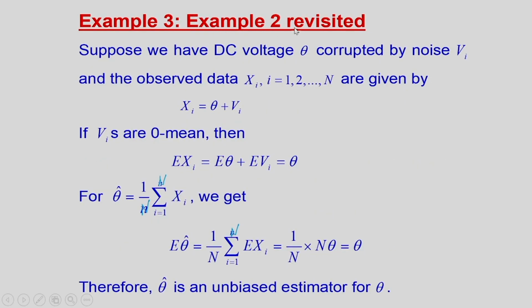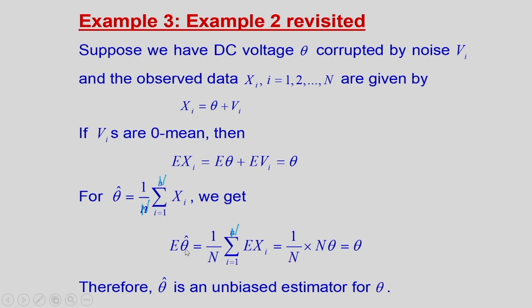Example 3, example 2 revisited. Suppose we have a DC voltage theta corrupted by noise Vi and the observed data xi, i equal to 1, 2 up to n, are given by xi is equal to theta plus Vi. If Vi's are 0 mean, then E of xi will be equal to E of theta plus E of Vi, which is equal to theta. For theta hat equal to 1 by n summation of xi, i going from 1 to n, that is the estimator we are considering.